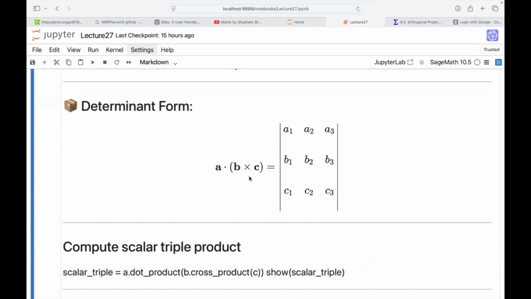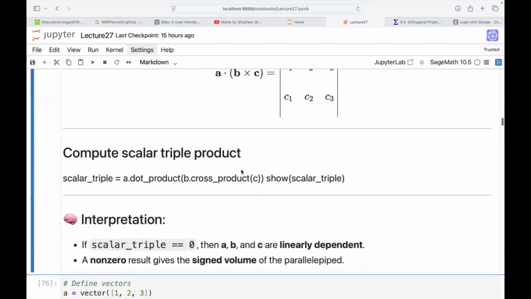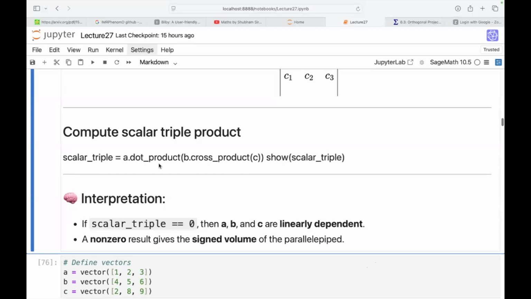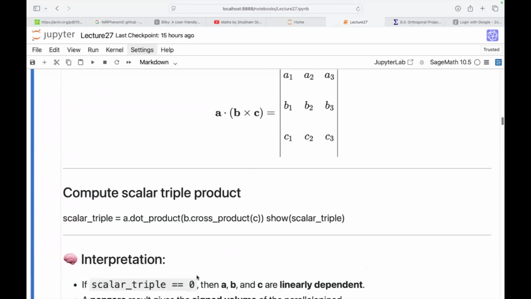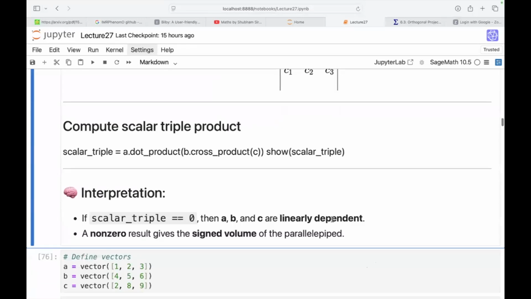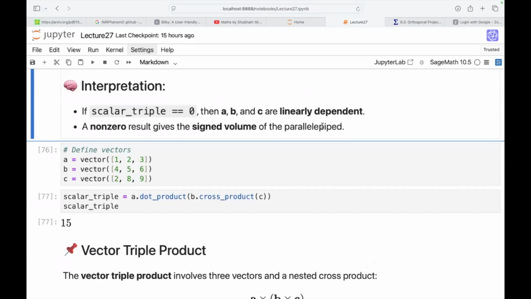The determinant form of the scalar triple product uses the rows A1 A2 A3, B1 B2 B3, and C1 C2 C3. If you compute the scalar triple product in SageMath, it is A dot product of B cross C. That's the definition. The interpretation is that if the scalar triple product is 0, then A, B, C are linearly dependent. If it is not equal to 0, then A, B, C are linearly independent. The non-zero result gives the signed volume of the parallelepiped.